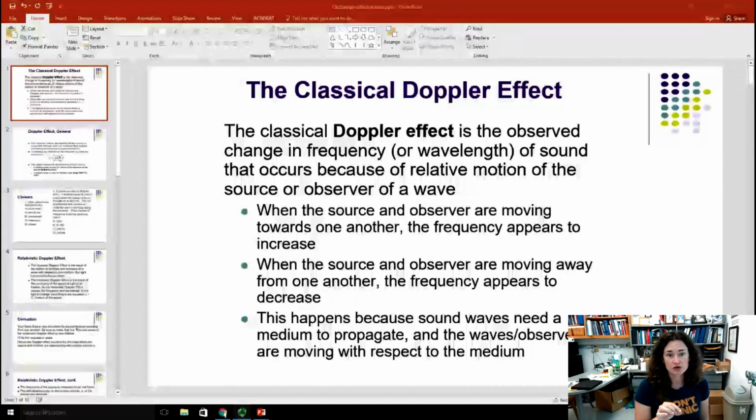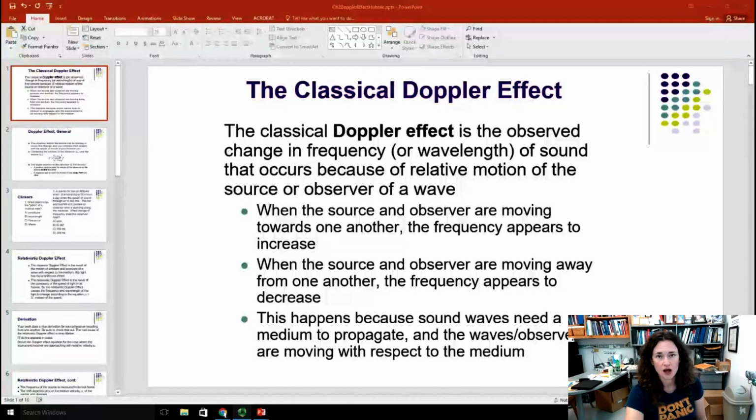When the source and observer are moving towards one another, the frequency appears to increase. And when the source and observer are moving away from each other, the frequency appears to decrease. You might remember this if you stand on the side of the road and listen to the sound that the cars make as they go past you. As they're approaching you, they have a higher sound, and as they move away from you, they have a lower pitch sound. So it goes like this, right? You might have also heard this in police cars and sirens, that they get a lower pitch as they move further away. Now this is all due to the fact that sound waves need a medium to propagate.